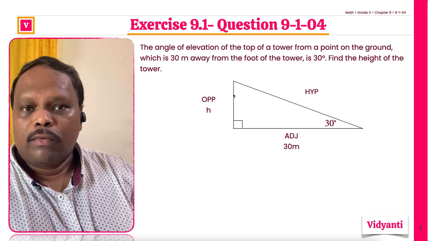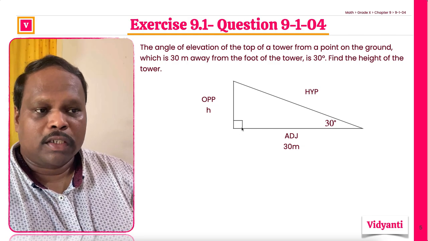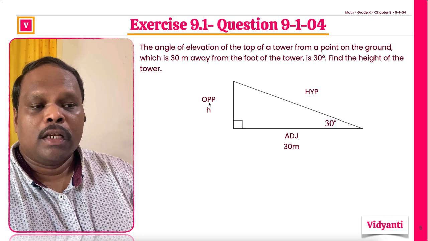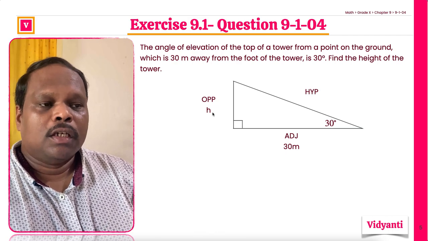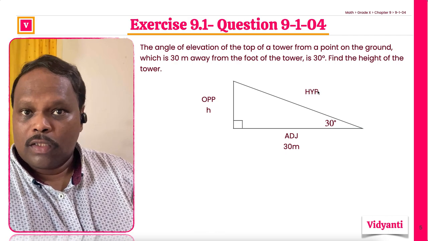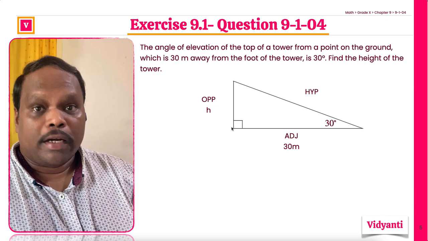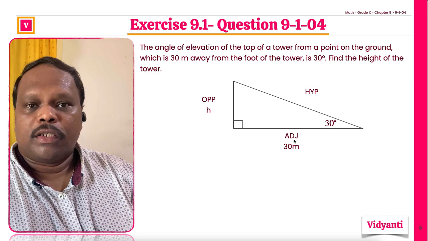Here, this vertical line will represent the tower, which is at an angle of 90 degrees. The height is unknown, so we'll call it h. The longest side is always the hypotenuse, opposite to the right angle, and this represents ground.